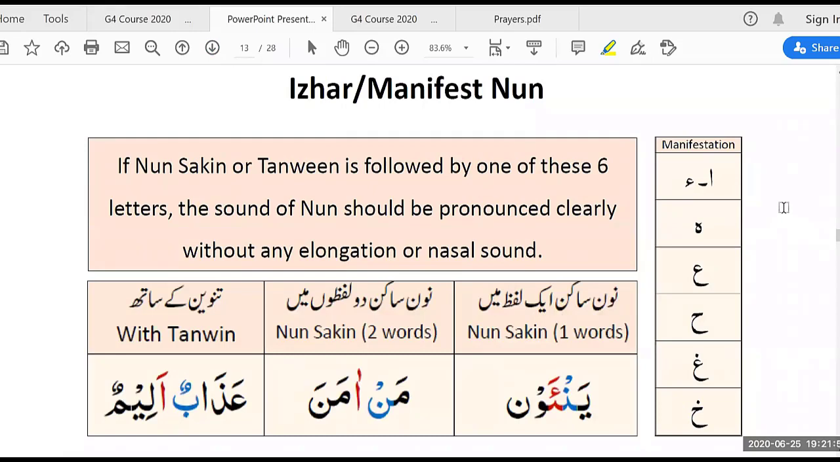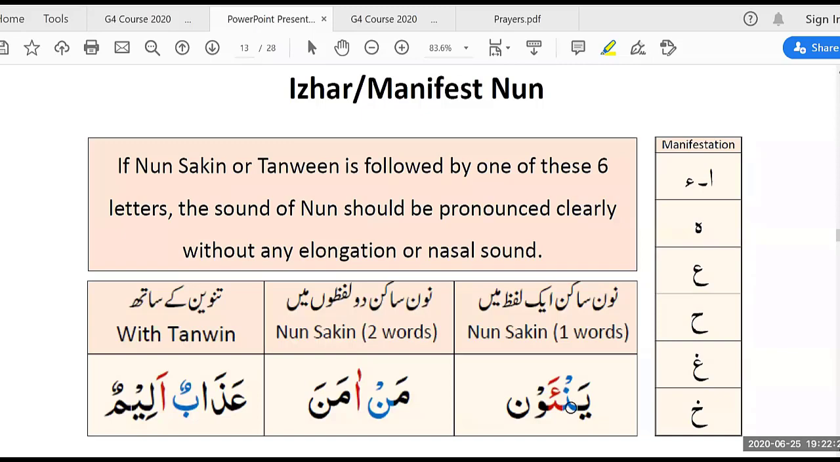Okay. So next we did Izhar of Noon Sakin or Noon Tanween, which means we have to manifest the sound of Noon. So the rule is, if Noon Sakin or Tanween is followed by one of these 6 letters, the sound of Noon should be pronounced clearly without any elongation or nasal sound. So here are the 6 letters: Alif, Ha, Ain, Ha, Ghain, and Kha.